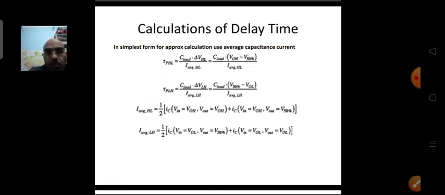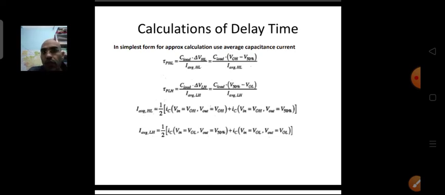It is charge per unit time. So if you multiply current into time, you will get the total charge. So the same thing is written here: tau PHL in terms of C and I. So TPHL, if you write, it will become the load capacitance and your change in voltage.